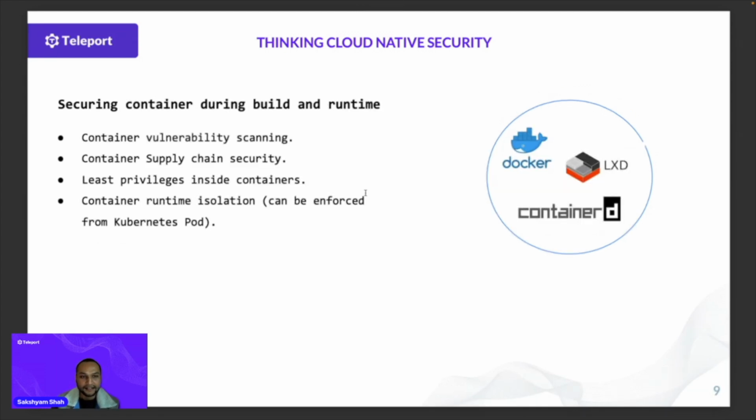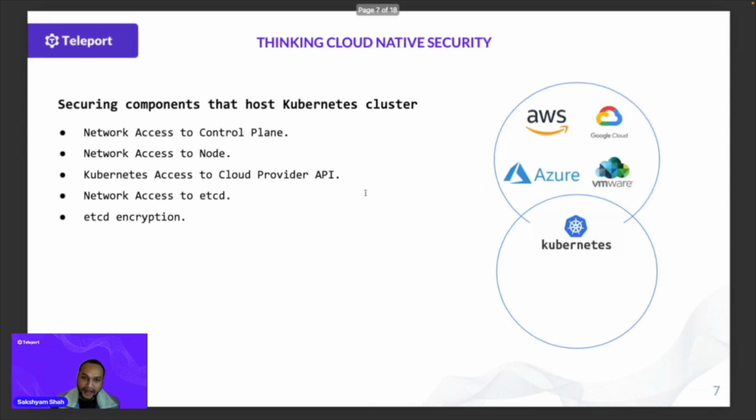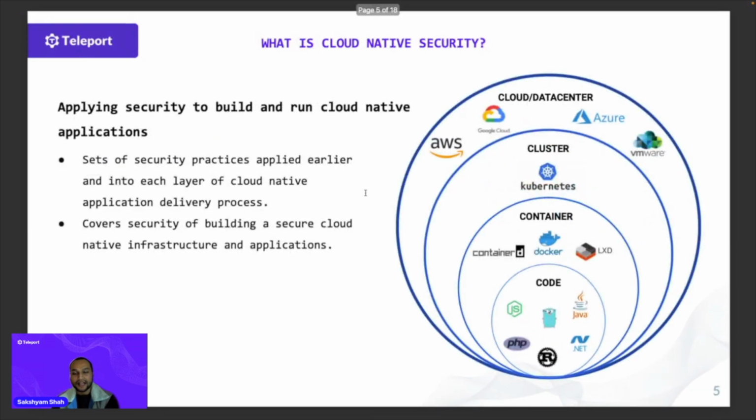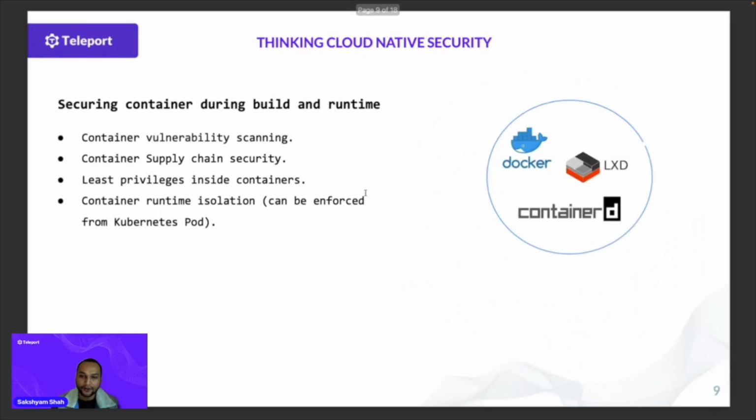And the third part is securing containers during build and runtime. So going back to our four layers of cloud native security, the container is the one that hosts the application. You have to think about how you manage the whole life cycle of the container you pull and build itself. This includes container vulnerability scanning and container supply chain security. How do you build containers? What goes into building your container images? So you have to think about supply chain security as well.